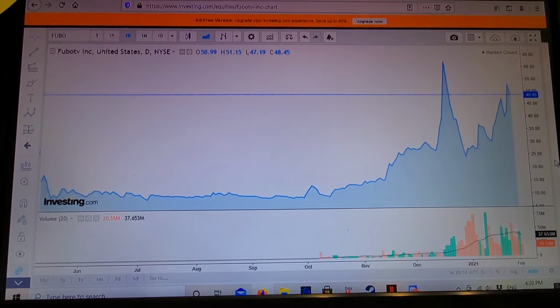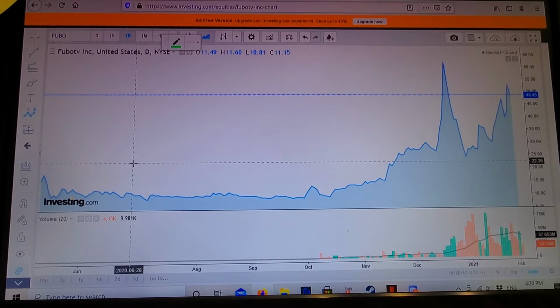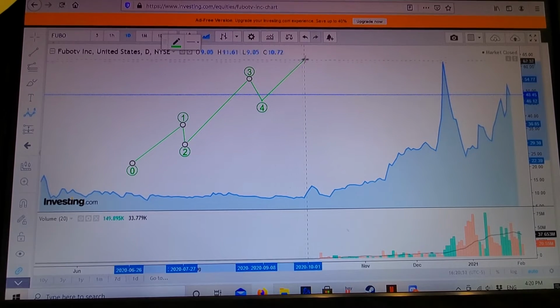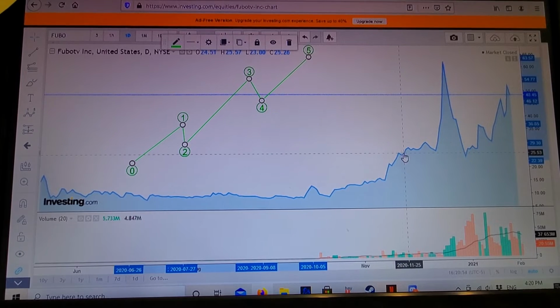Today we're going to be taking a look at wave theory in its simplest form. So, wave theory to start, it's all about the impulse waves. The waves go up and down, and that's just the way stocks go. Impulse waves usually travel in 5 parts. So they'll go 1, 2, 3, 4, 5, something like that.